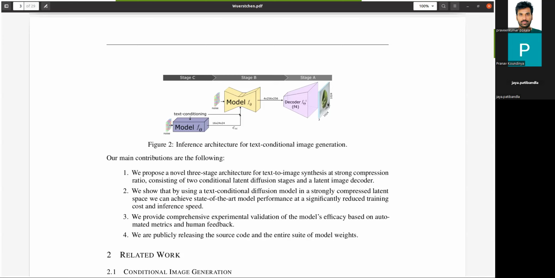Is that addressing it, Sai? Yes, I think I've got a basic idea. I'll go back and probably understand more.